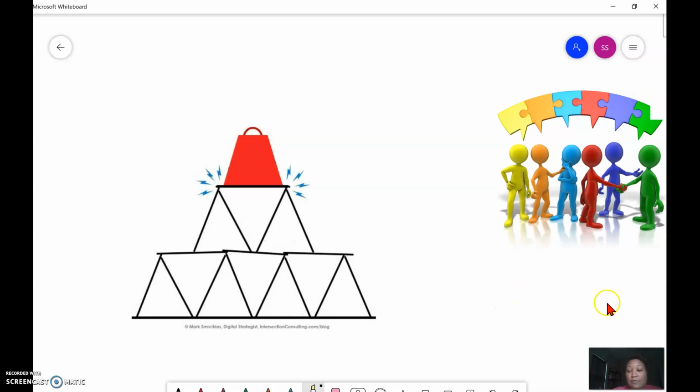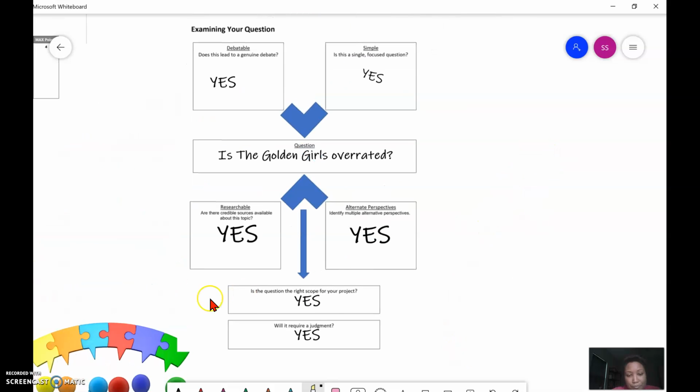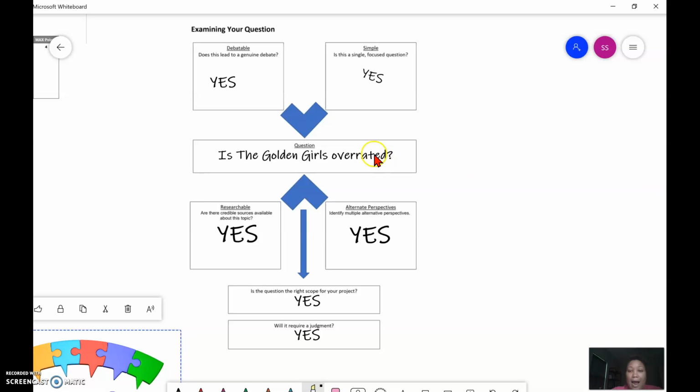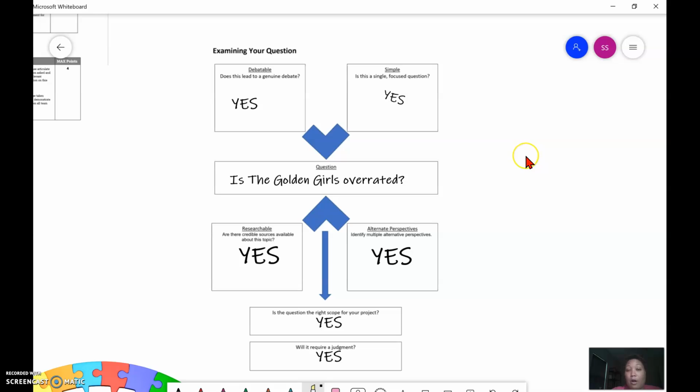Okay, so let me just give you an example. So let's say I'm in a group and I have convinced my group that we are going to come up with an argument about the Golden Girls. All right, because why not? All right. And so my research question is going to be, is the Golden Girls overrated? Okay, is this debatable? Absolutely. Is this simple and focused? Yes, absolutely. Is this researchable with credible sources?